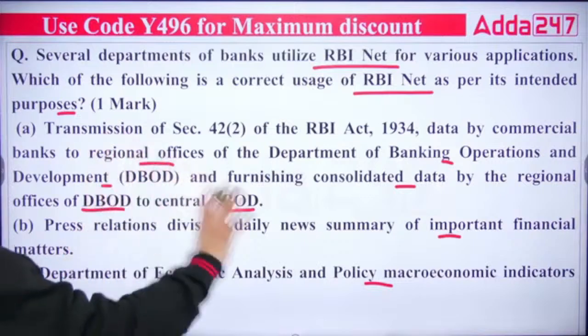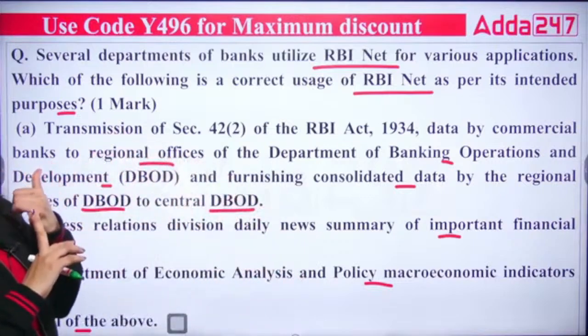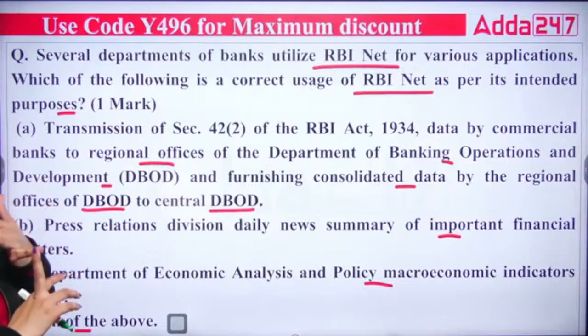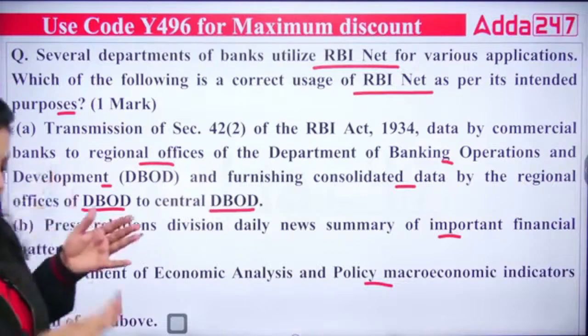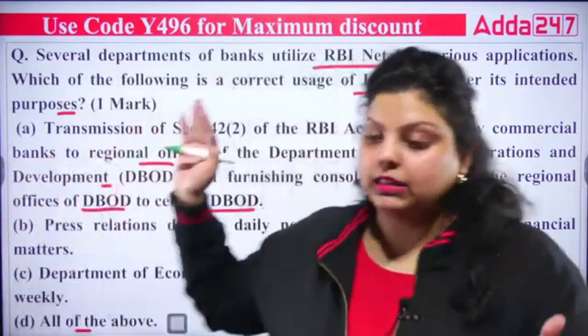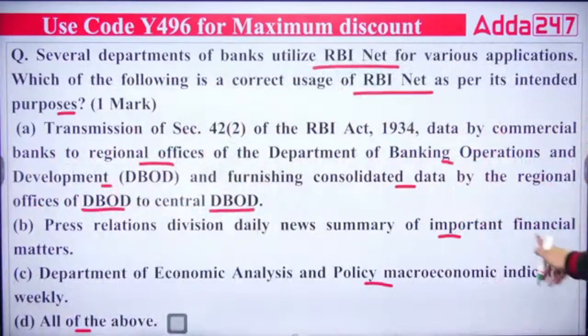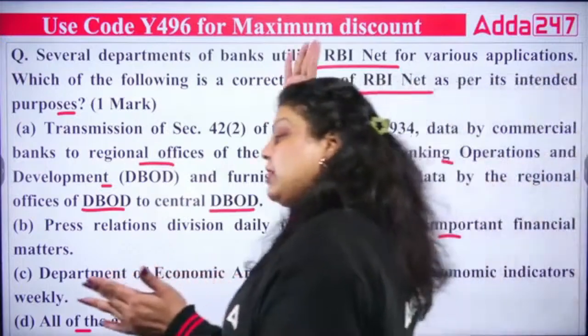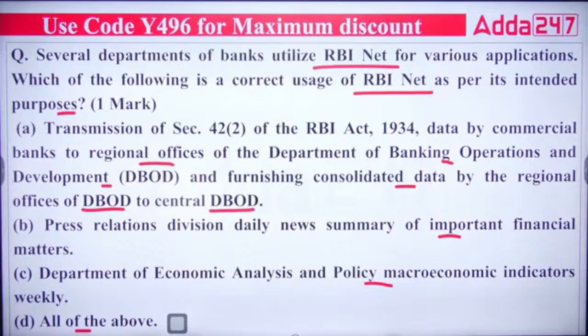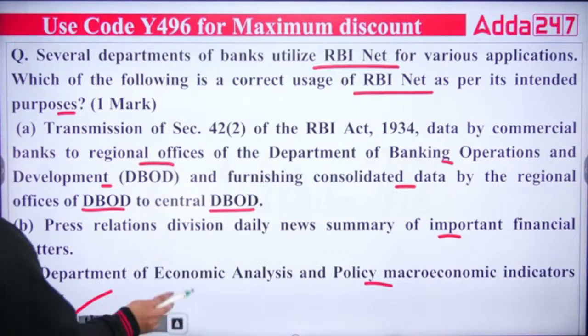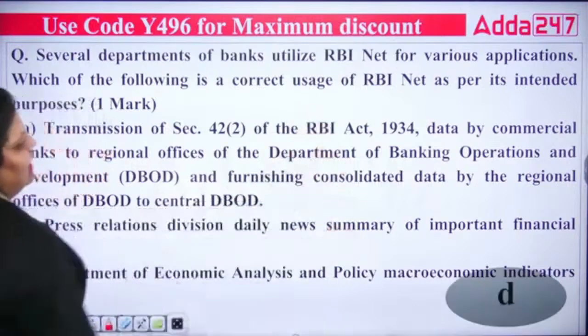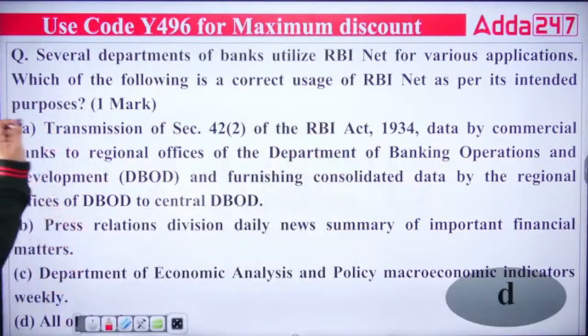The departments actually utilize RBI net first for the transmission of section 42 of RBI Act data by commercial banks to regional offices of the DBOD, and the consolidated data is furnished by the regional offices of the DBOD to the central office of the DBOD. Then the Press Relations Division daily news summary of important financial matters is also correct. Then the Department of Economic Analysis and Policy macroeconomic indicators weekly is also correct. So the right answer will be D, all of the above. All are correct uses of RBI net by the different departments of the bank.